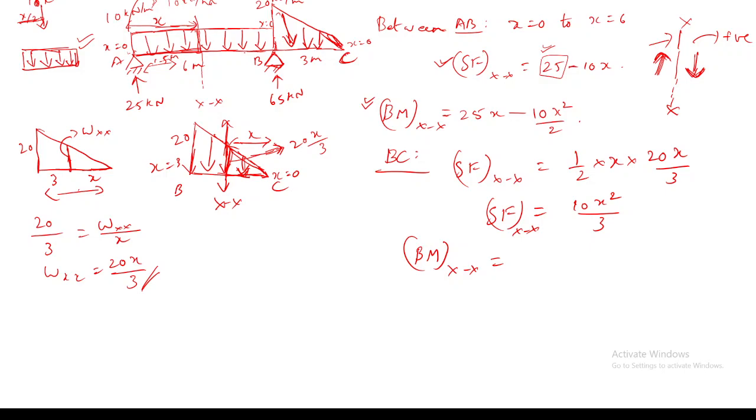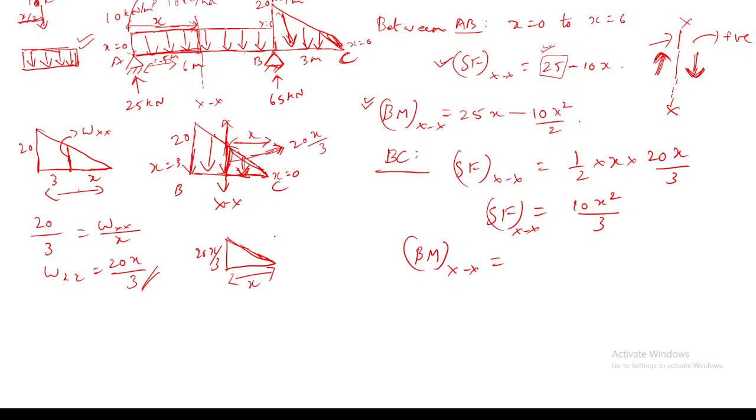And then what will be the bending moment? Again, which side will I analyze? I am analyzing the right side because the right side is easier to analyze, since this is a triangular section. So again I will take this piece of triangle. This is 20x by 3, and this is at a distance of x.